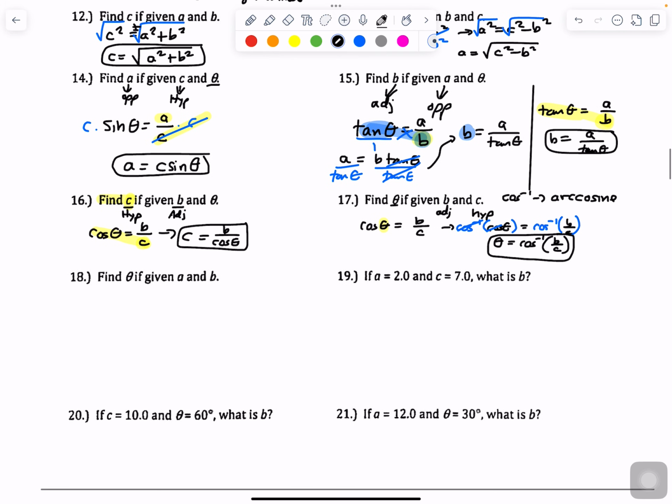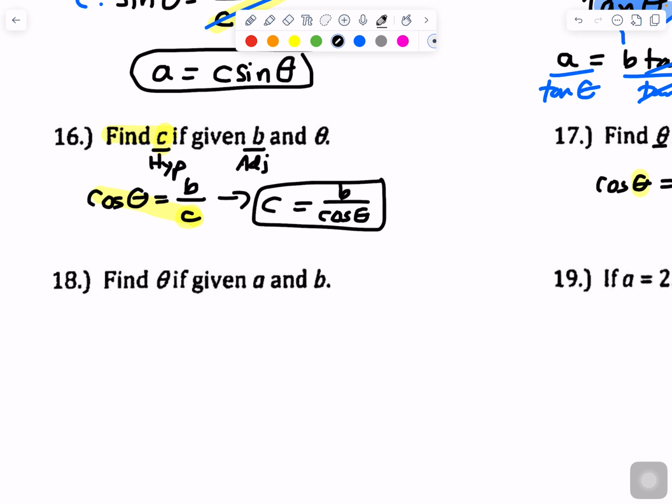Now, in the last few questions, we are asked to try and find the actual values. Wait, sorry, not quite yet. Number 18, find theta if given A and B. Almost missed this one. So A is the opposite side, B is the adjacent side. The trig function that goes with opposite and adjacent is tangent. So I'm going to go tan theta equals opposite A over adjacent B.